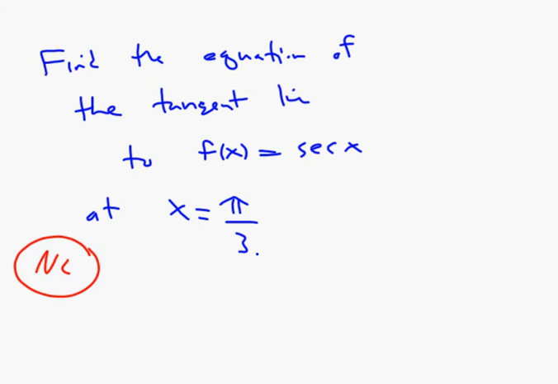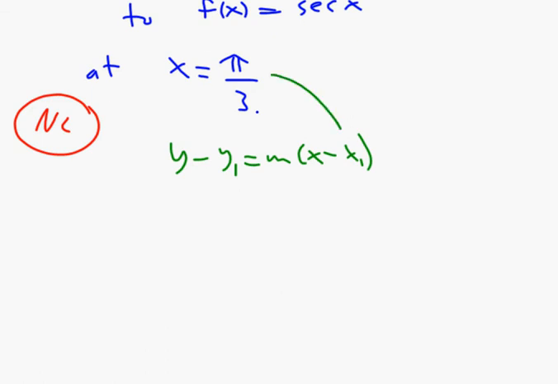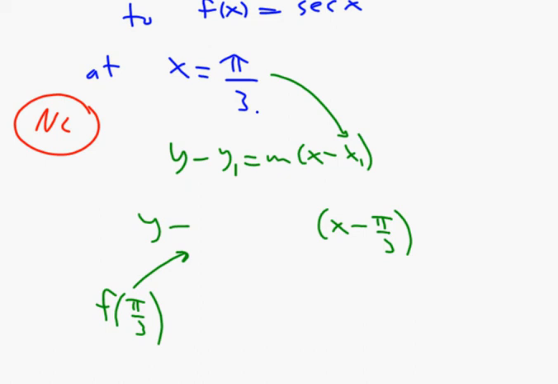So what do we know? Equations of lines generally look like this. Y minus y1 equals m times x minus x1. You already know x1. That can get plugged in right away. X minus pi over 3. And to get y1, it's not so bad. You just got to do f of pi over 3. Take the x value and sub it into the function.